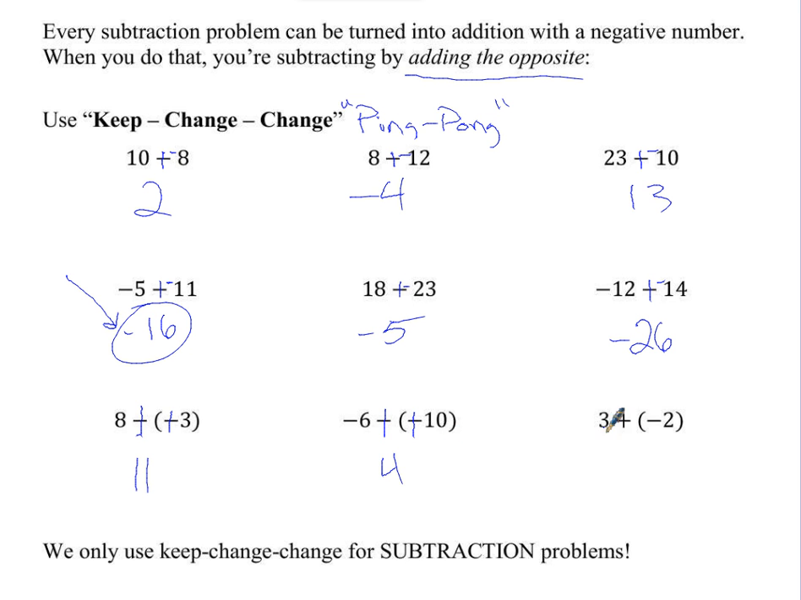Okay, here we have 3 plus negative 2. We've been doing keep, change all along, but if you notice at the very bottom here, we only use keep, change for subtraction problems. This problem is actually an addition problem. It's 3 plus a negative number. So here we have addition again. We have a positive number and a negative number. That means we have opposite signs. We find the bigger number and subtract from it the smaller number. 3 is the bigger number here. 3 minus 2 is 1. And then we're going to keep the sign of the bigger number, which in this case was positive, so our answer is positive 1.